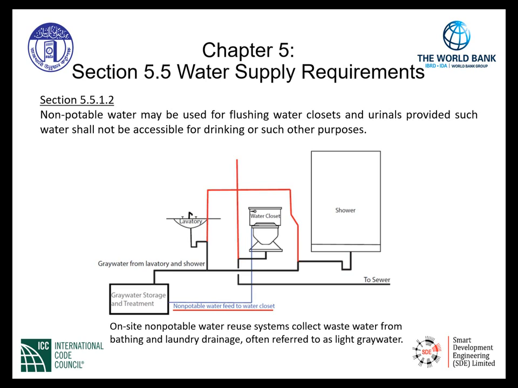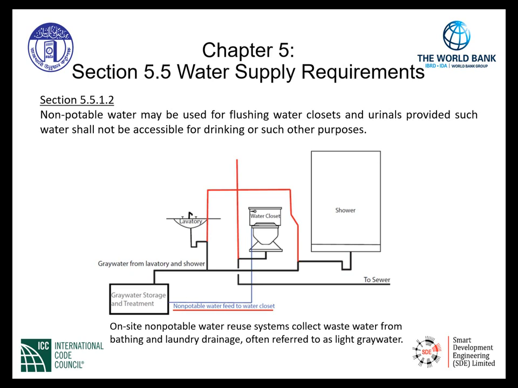Section 5.5.1.2 gives us a requirement for non-potable water that may be used for flushing water closets and urinals, provided such water shall not be accessible for drinking or such other purposes. As we saw before in a previous code section, the indication of the piping must be yellow in color to demarcate and help people within the building understand that this is a non-potable system.